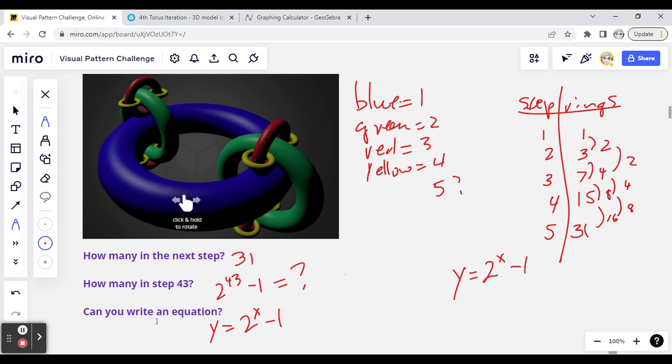Do you agree with that? Well, how did that go for you? Did you get 31 for the next step? Did you see that this was an exponential equation?